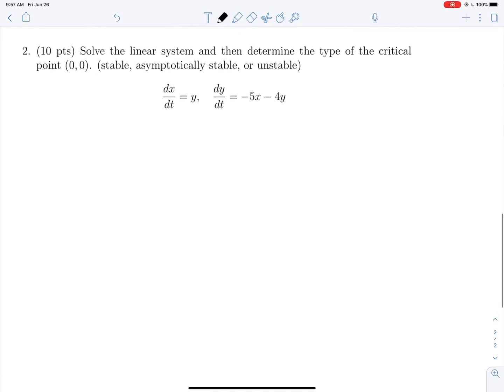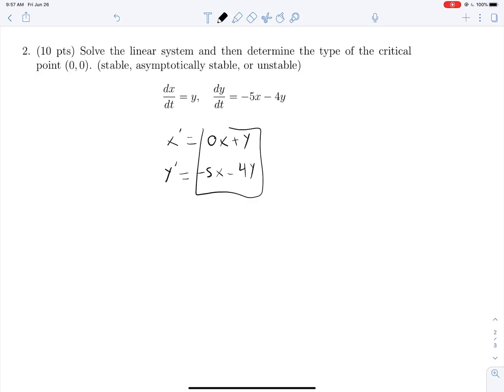Okay, question 2, solve the linear system and determine the type of critical point at 0, 0. And figure out whether it's stable, asymptotically stable, or unstable. So the first skill that they're kind of testing here is your ability to take a system of differential equations and put it into matrix form. So let's rewrite this a little bit. We'll say that x prime is equal to 0x plus y, and y prime is equal to minus 5x minus 4y.